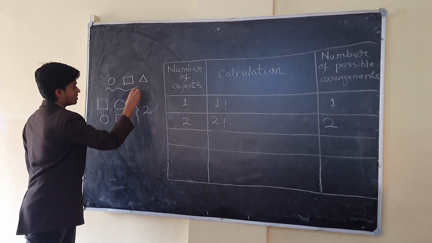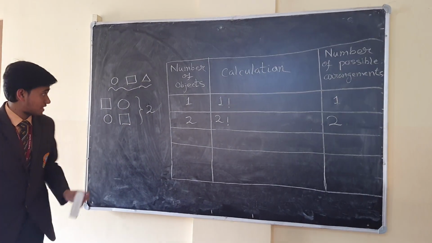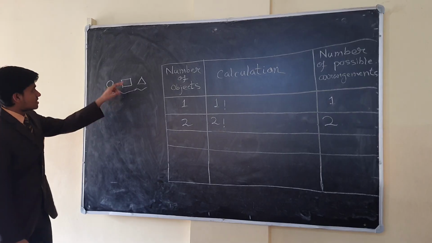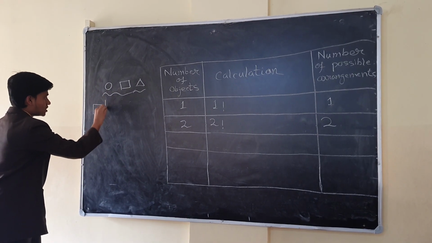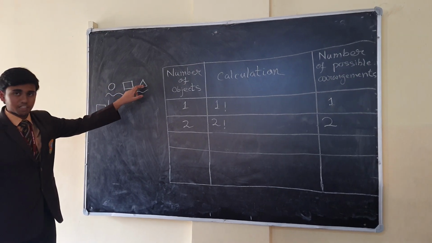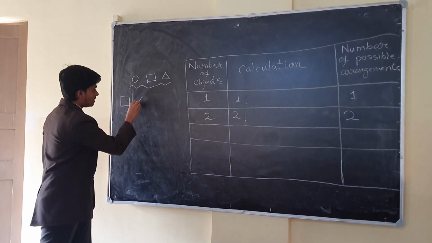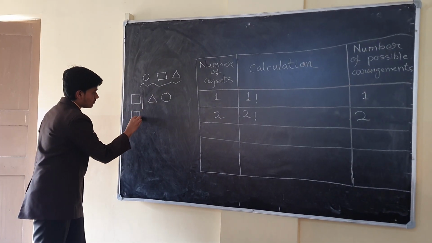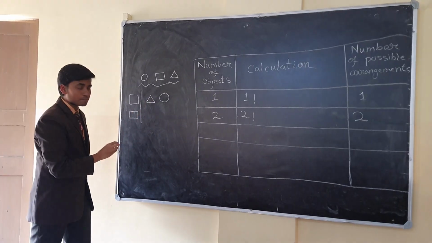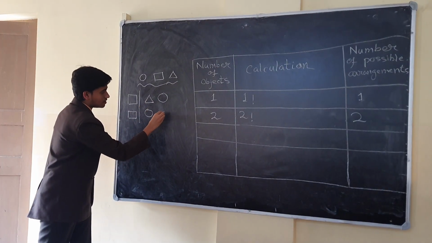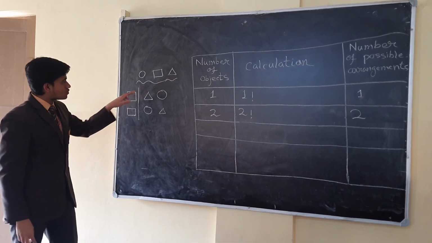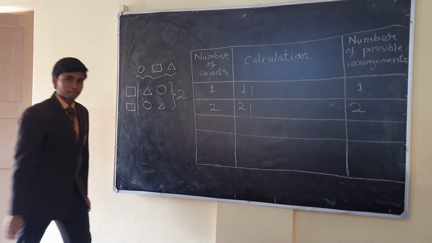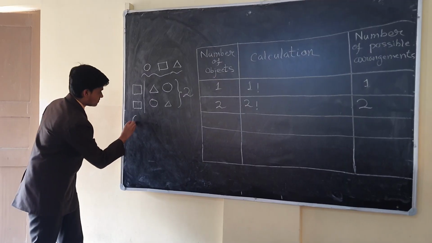Now let us take 3 objects. We will do the counting a little bit differently this time. Let us set the square in the first place. We will not change its position. I am left with 2 other objects, the triangle and the circle. Let us put the triangle in the middle and the circle in the third position. This will be one arrangement. Keeping the square in the first place, I can alter the position of these 2 shapes. Let us put the circle in the middle and the triangle in the third place. Keeping the square in the first place and altering the position of the 2 other shapes, I am getting 2 arrangements.